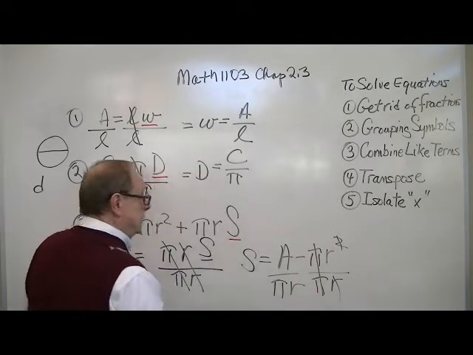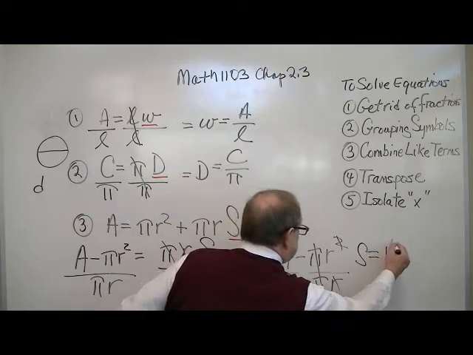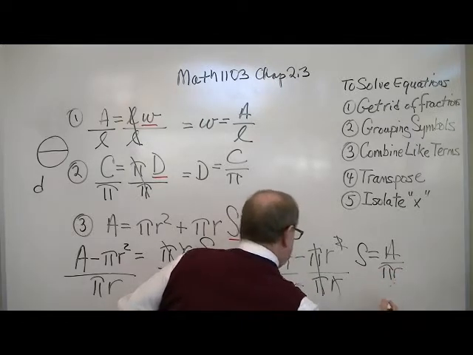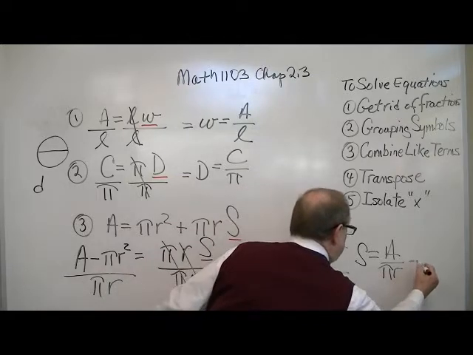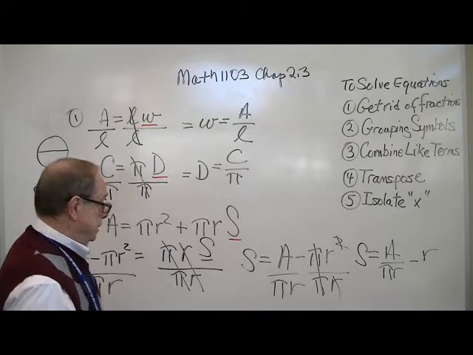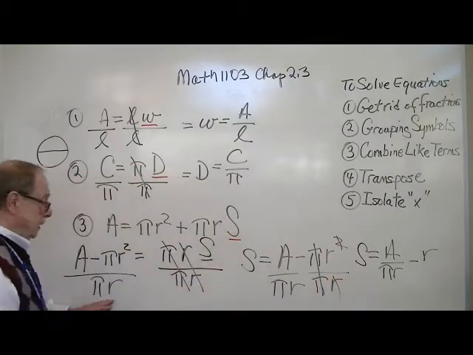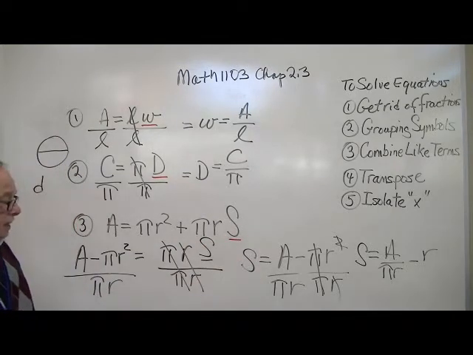So we're left with a final answer then of s equals a over pi r, and then that would be minus r. Both of these answers are equivalent, but this one is a little more simplified.